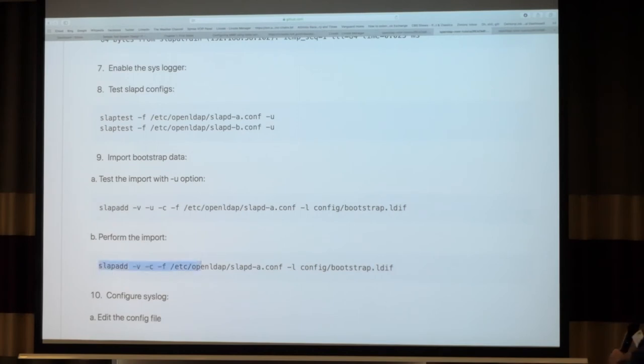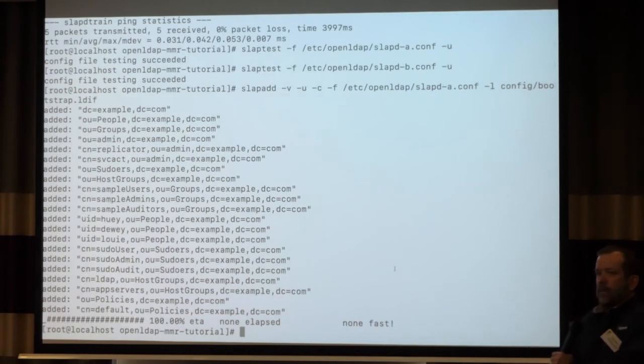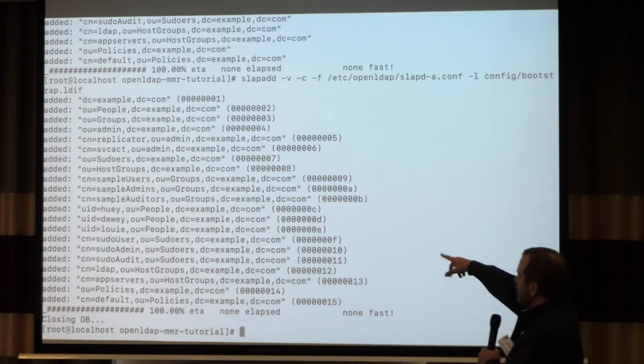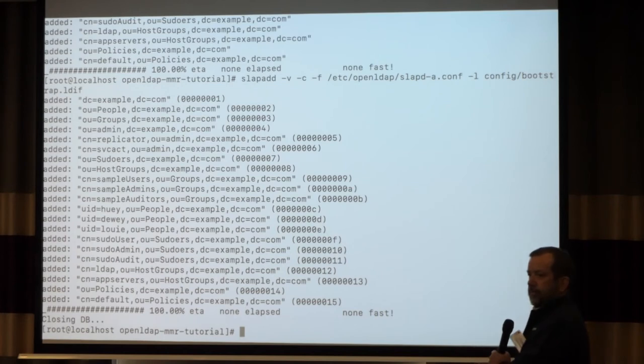And now, if that works, your database is correctly configured, your instance is correctly configured, and you have data loaded up into the first database. So that's the test data we talked about. You can see we got users, and we got groups, host groups, sudoers, and things like that in there.